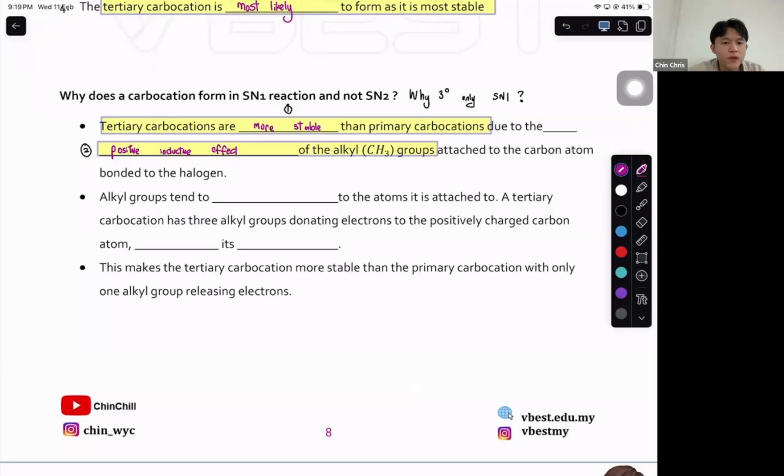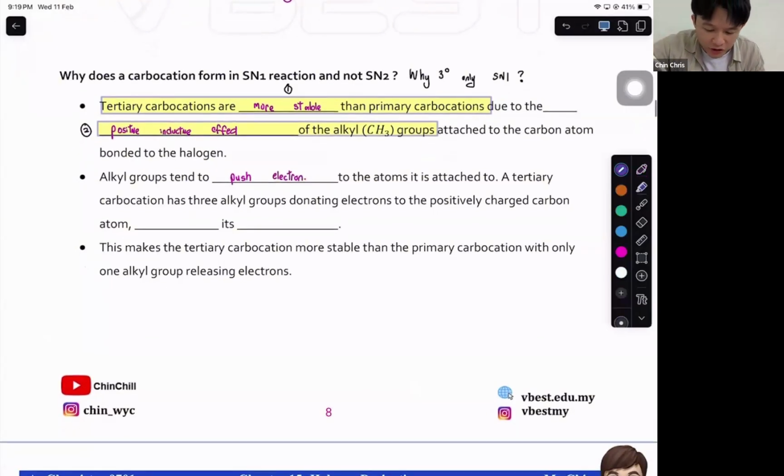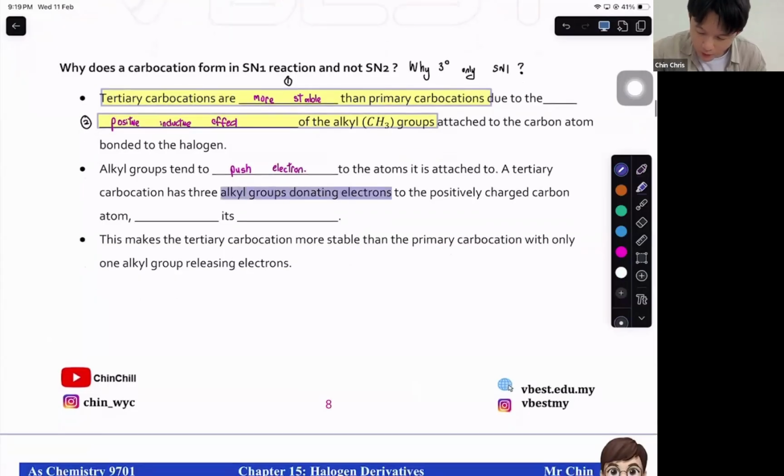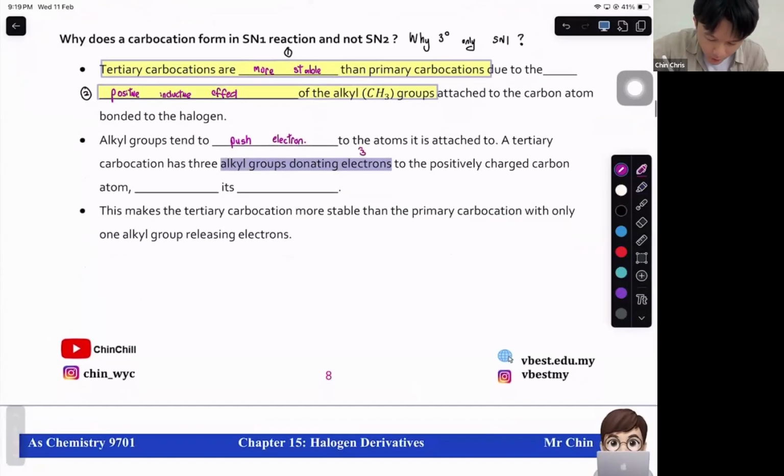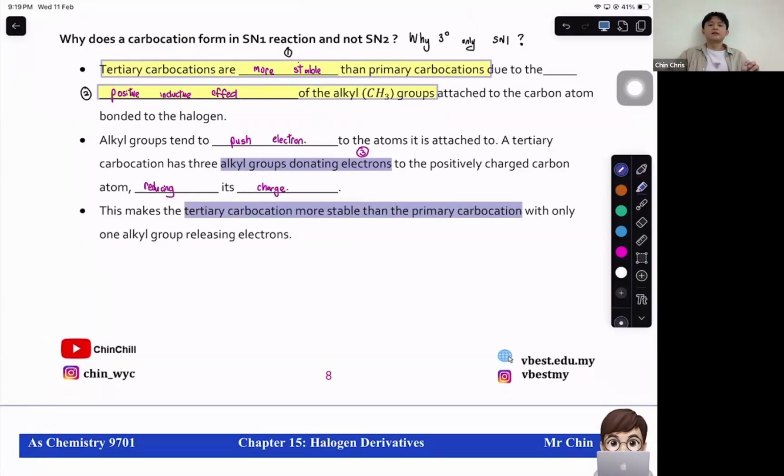Alright guys, alkyl groups tend to push electrons because they have this electron donating property. That is the third mark. Hence reducing its charge density. That's it.